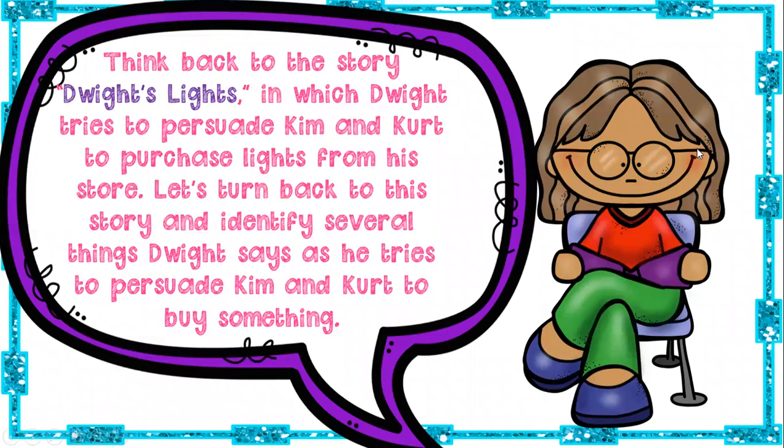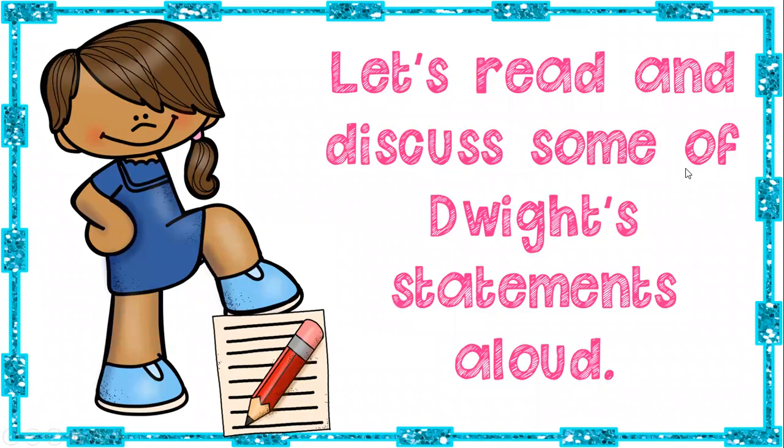Now think back to the story Dwight's Lights, in which Dwight tries to persuade Kim and Kurt to purchase lights from his store. Turn back to this story, or go back to your Amplify app on your Clever and think about some different ways that Dwight tried to persuade Kim and Kurt to buy something. He was trying to talk them into it. What did he do to talk them into it?